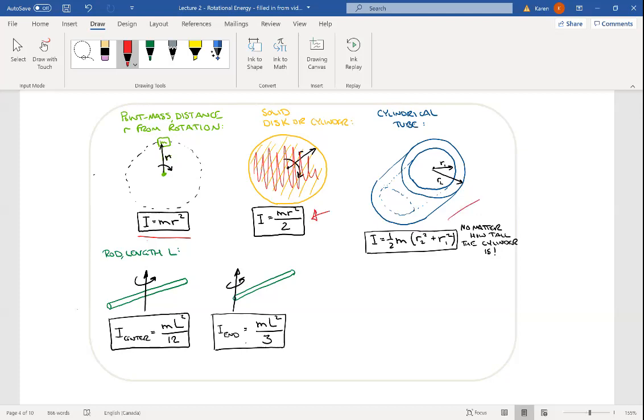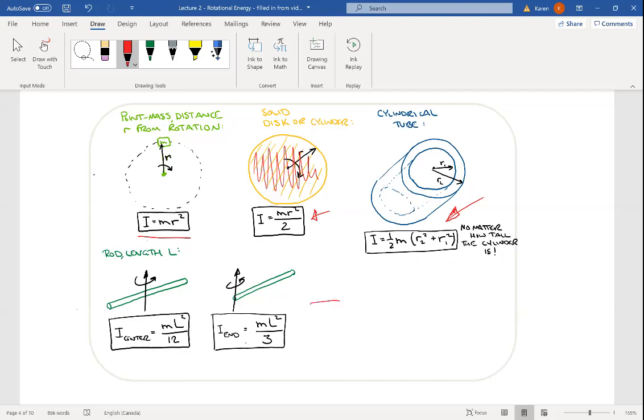And then it's a simple matter to figure out the moment of inertia for a cylindrical tube, because here you're just subtracting the inside of it, and the mass is further distributed towards the outer radius instead of the inner radius. And it's all about the placement of where that mass is.